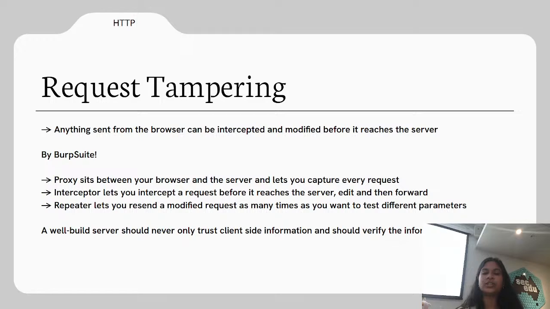Then the interceptor lets you intercept a request before it reaches the server. You can edit the request and then forward the tampered request. Similarly, repeater lets you resend a modified request as many times as you want, so you can test different parameters and different values. As a general rule of thumb, a well-built server should never only trust client-side information, and it should verify the information on the server side.